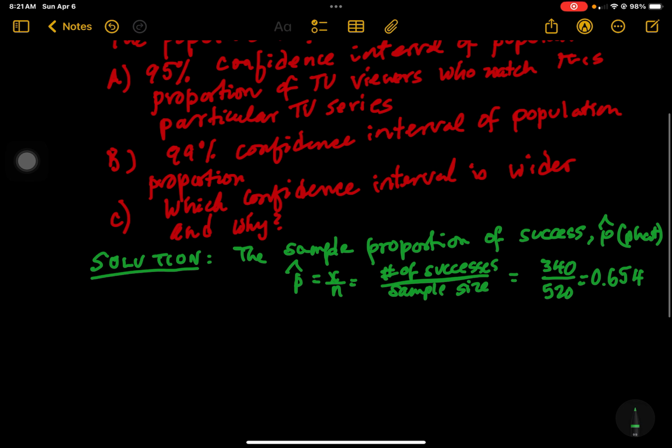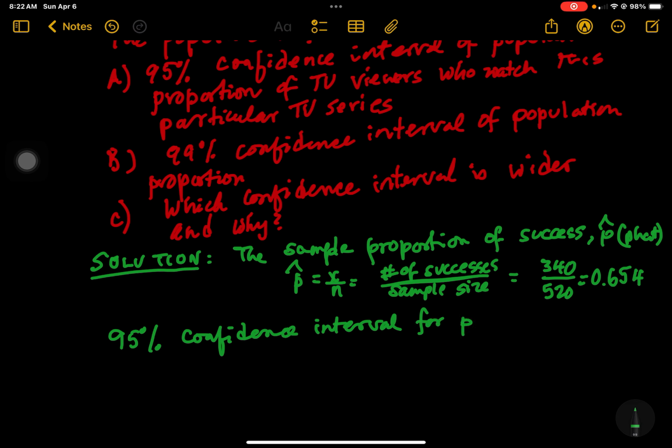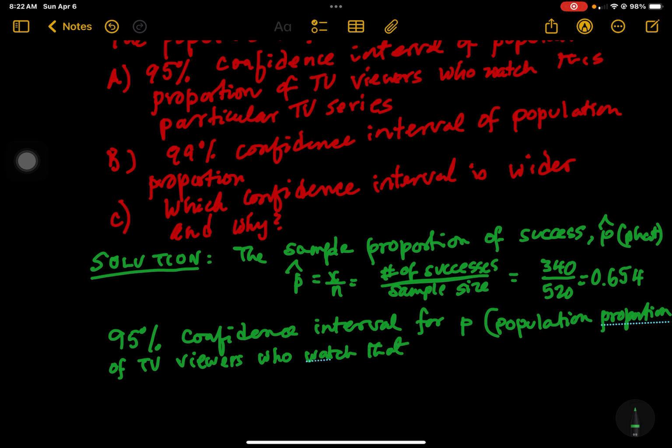Now we have to construct a 95% confidence interval for P. Confidence interval for P, the population proportion of TV viewers who watch that particular TV series.